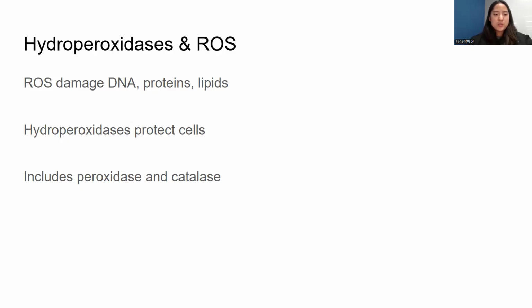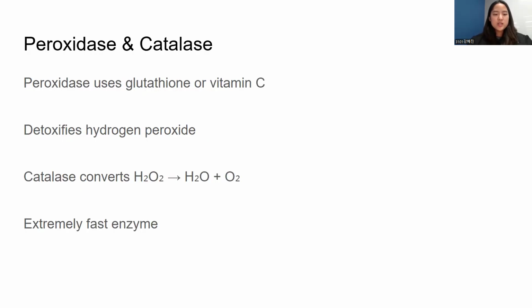The examples of these enzymes are peroxidases and catalases. Peroxidases use glutathione or vitamin C to detoxify hydrogen peroxide. And catalase converts this peroxide into water and oxygen, which are less toxic. Catalase is very important because it is a very fast enzyme, and when cells are doing respiration for their survival, efficiency is very important here. So catalase is one of the most important enzymes in biosystems.